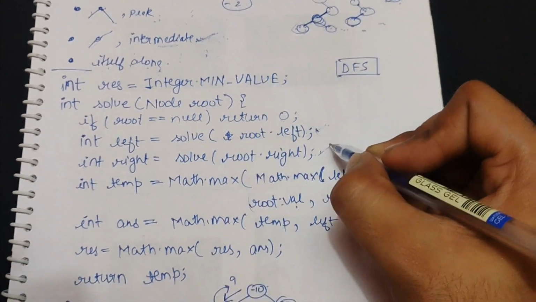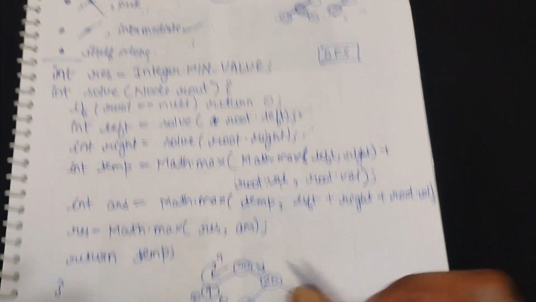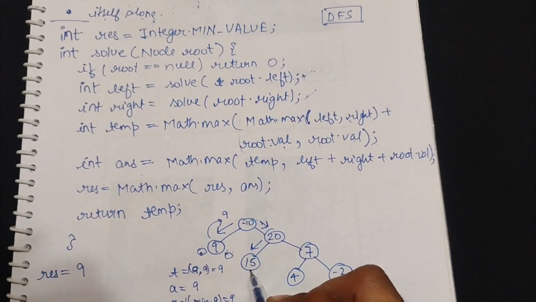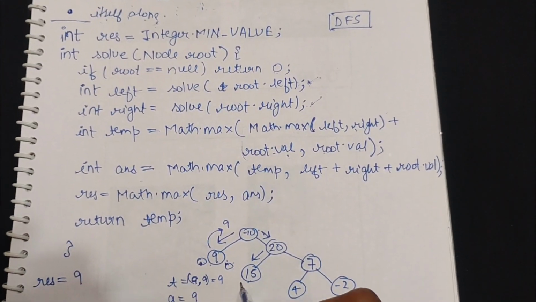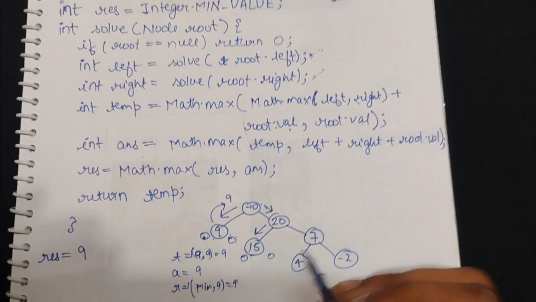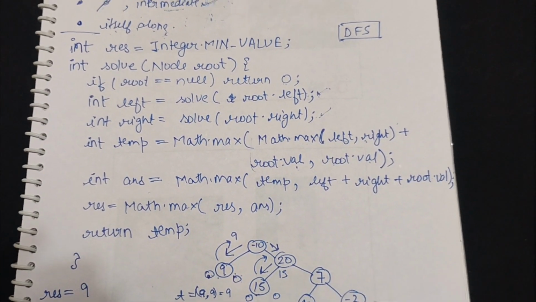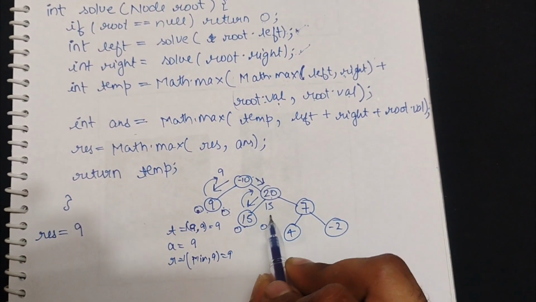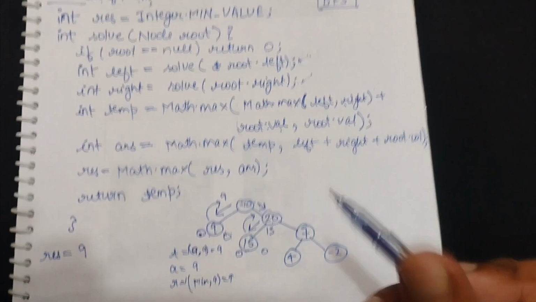It will call root dot right. Now it will come over here. Now this 20 will call its left. It comes over here. Similarly as this, it also calls left and right, having 0 from left, 0 from right. It will return its temp value. The temp would be 15. Yes, it is 15. So 20 has got 15 from left. Now 20 will call this root dot right.